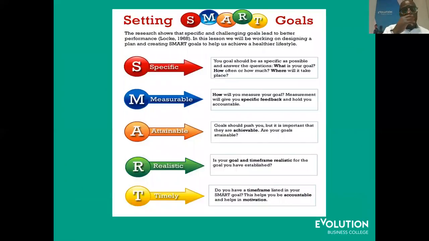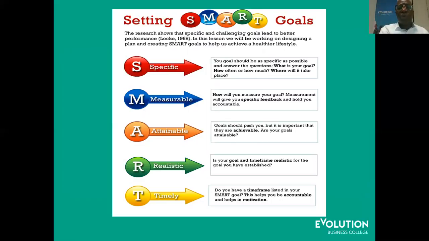And through all this, you need to set some goals. When you talk of goals, the goals have to be SMART, right? Research has shown us that specific and challenging goals lead to better performance. In this lesson, we'll be working on designing a plan, and those goals should be SMART. So they've got to be specific. That means the goal should be possible, it should be specific, and you should specify what your goal is.